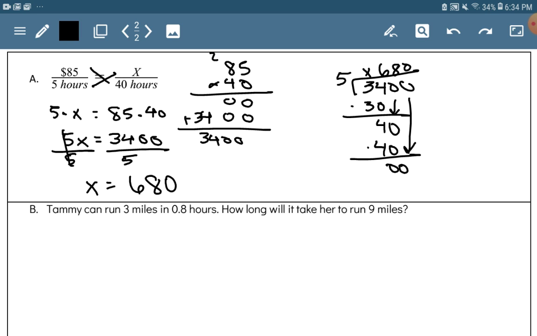The last thing I need to do is think about my labels. When I look back at my proportion, I have hours on both fractions at the bottom. That must mean dollars is on both fractions at the top, and my answer must be $680.